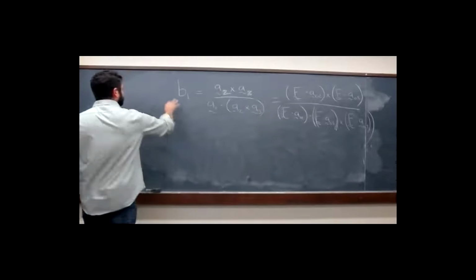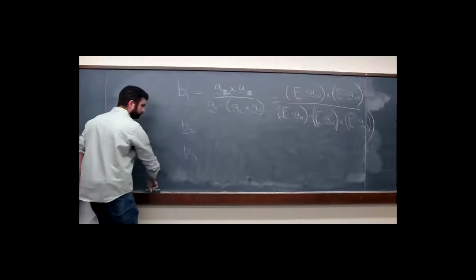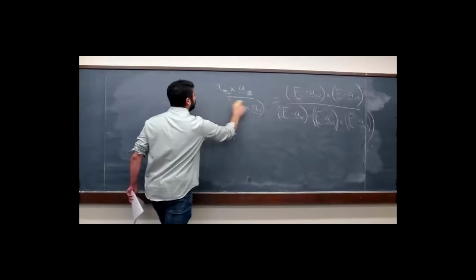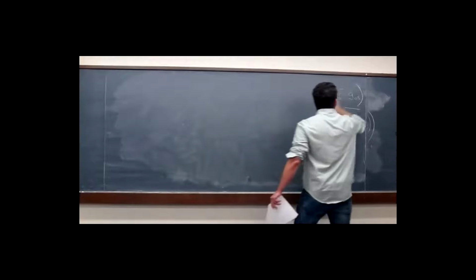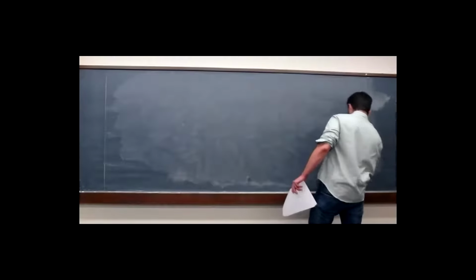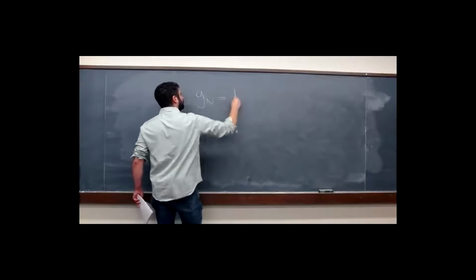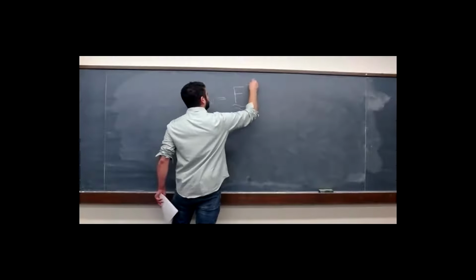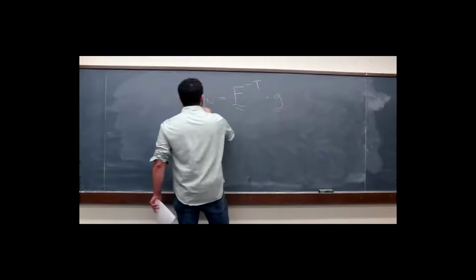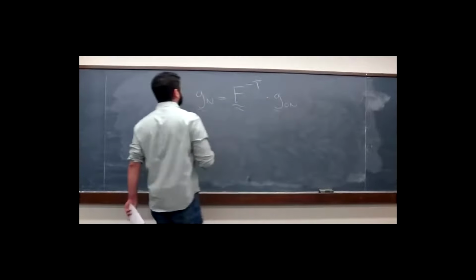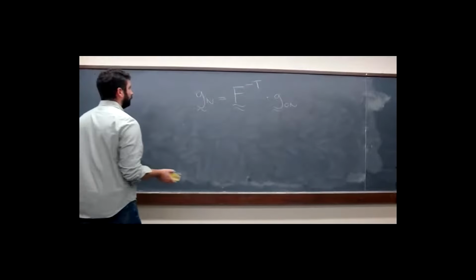So we actually find, if you work through these equations for B1, B2, and B3, you find that the current reciprocal lattice vectors are equal to the inverse transpose of the deformation gradient dotted with the reference reciprocal lattice vectors. And I have the derivation in my notes, which I'll post online. So this is pretty helpful.